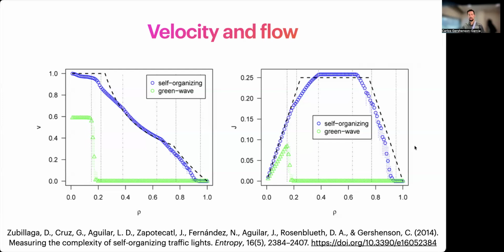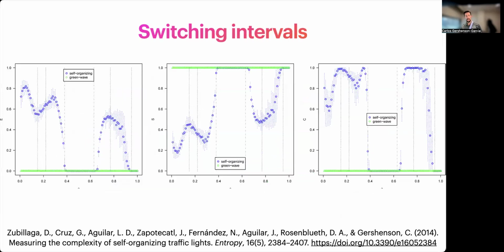But then what we did with one master student for his thesis was to measure the complexity of these traffic lights. If we just look at the intervals of the traffic lights, the green wave, which are regular, will be maximally organized because it's just the same period all the time, no emergence, no complexity. And we saw that it's not very good.